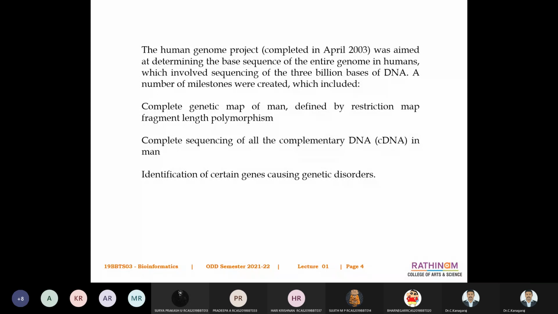Okay. So the existing information itself estimated there are 30,000 genes in the human genome.